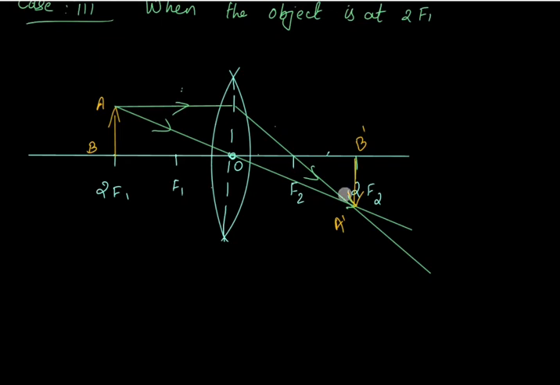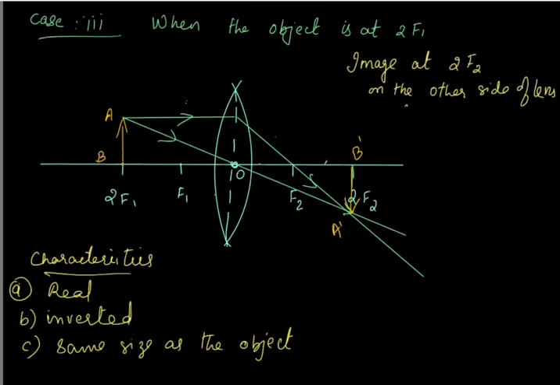So we will write the characteristics. The position and characteristics of the image are given here. The image is at 2f on the other side of the lens, and the characteristics are: it is real, inverted, and the same size as the object.